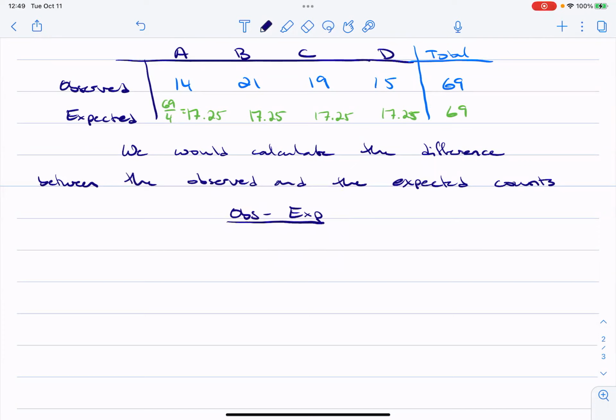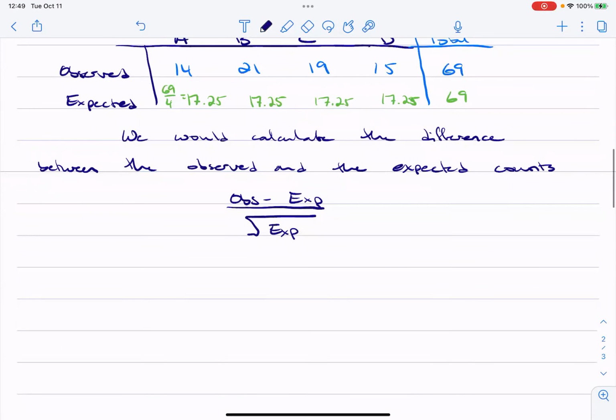And then we're going to take that divided by the square root of the expected value. So for each of these, I've got 14 as the observed minus the expected, so minus 17.25, and then divided by the square root of 17.25. But then I have to do that for each of these cells, and then I have to add them all up. So usually we're going to denote this by a capital R, or at least this textbook does.